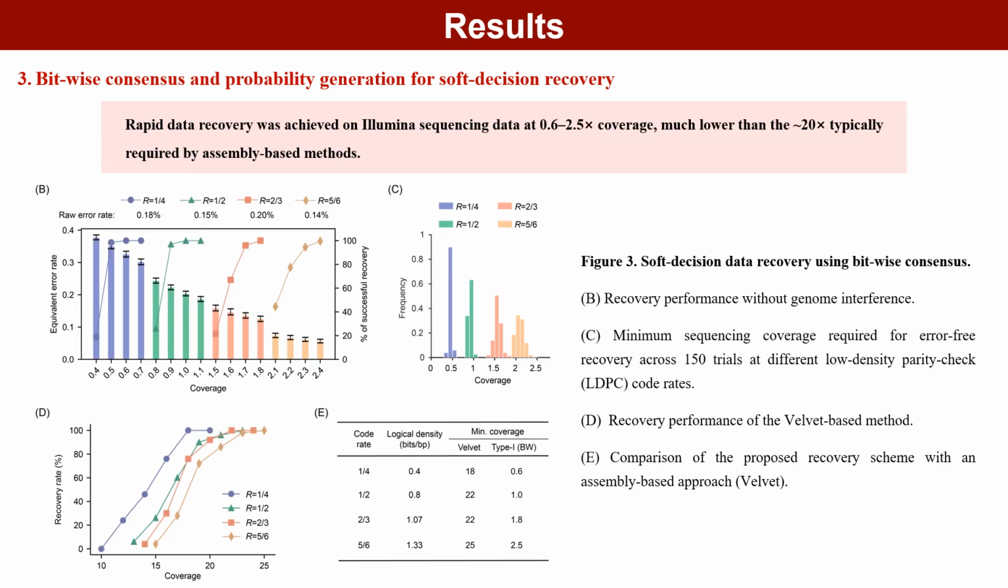Rapid data recovery was achieved on Illumina sequencing data across 4 code rates at 0.6 to 2.5 times coverage, lower than the 20 times typically required by assembly-based methods. This demonstrates the practical advantages of our scheme in reducing sequencing cost.